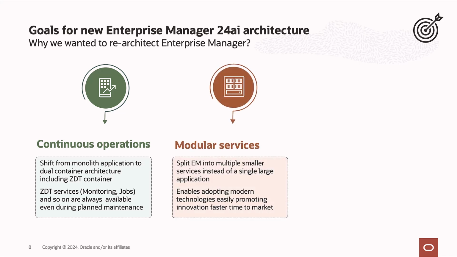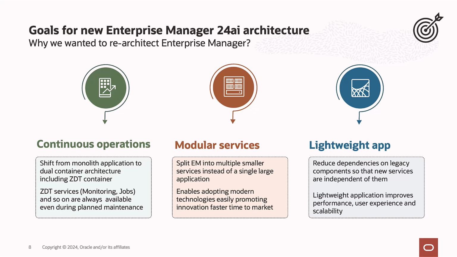The second goal is all about modularity, or modular services. To make the system more agile and adaptable, we chose to split Enterprise Manager into modular services. So instead of one large application, we have developed smaller independent services. This modularity will allow us to adopt modern technologies more easily, accelerating innovation and reducing our time to market for updates and new features.